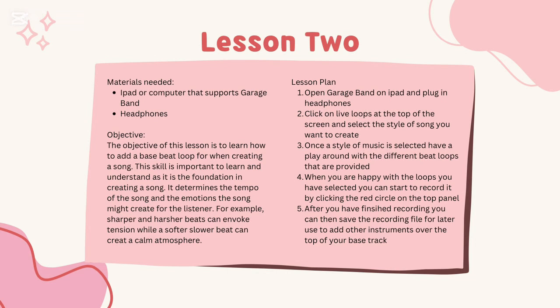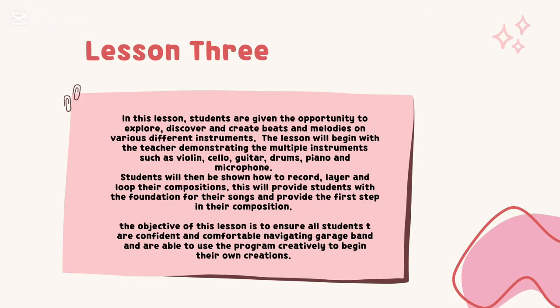The lesson plan. Open GarageBand on an iPad and plug in headphones. Click on Live Loop at the top of the screen and select the style of song you want to create. Once a style of music is selected, have a play around with the different beat loops that are provided. When you are happy with the loops you have selected, you can start to record it by clicking the red circle at the top of the panel. After you have finished recording, you can then save the recording file for later use to add other instruments over the top of your bass track.